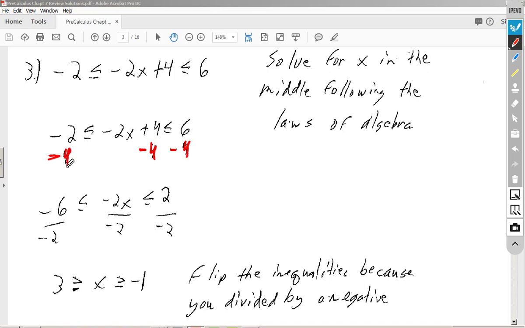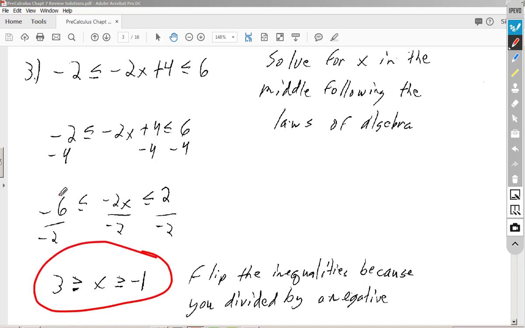When I do that, I get -2 minus 4 gives me -6. Now I still have my -2x in the middle, and 6 minus 4 is going to equal 2. Now, solving for x, I need to divide everything by -2. So you're going to notice that I divide all 3 parts of my inequality by -2. And now, when I do that though, since I divided by a negative, I have to flip my inequality.